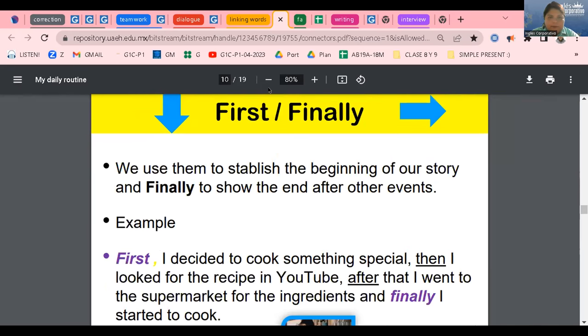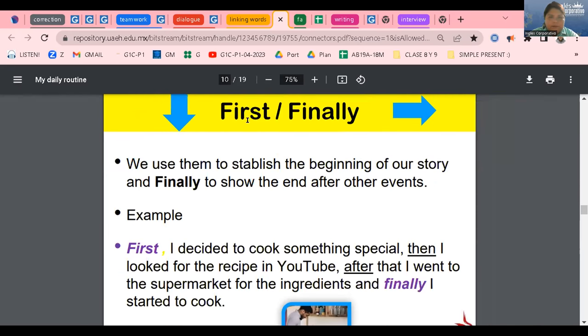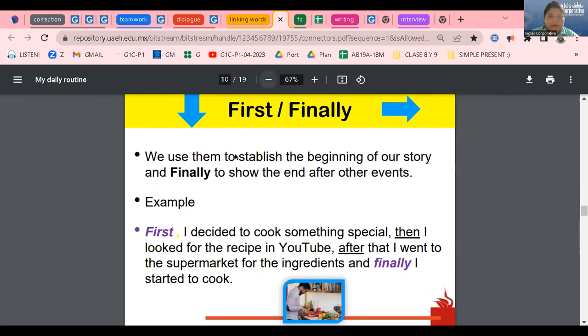And we have the first two connectors, first and finally. Let's see, Daniel, please help me with this. Activate your microphone. Read the definition. We use them to establish the beginning of our story and finally to show the end after other events.